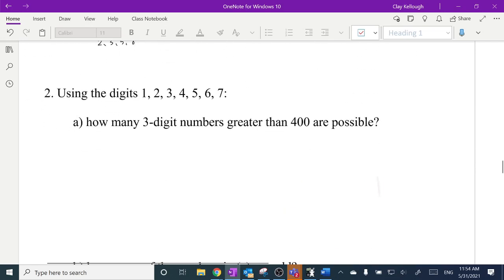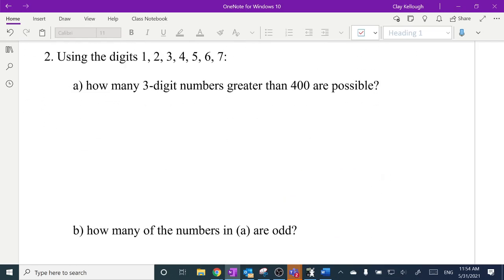Number 2, using the digits 1, 2, 3, 4, 5, 6, 7, how many 3-digit numbers greater than 400 are possible? Okay, well, let's see. This one's straightforward. I think you can do this in one case. You have to be greater than 400. Anything that starts with 4 or higher will be bigger than 400. So you could start this with a 4, 5, 6, or a 7, meaning there's 4 choices there, and then there's still 6 more choices to go, and then there's still 5 more choices to go. 4 times 6 times 5 is 120. Straightforward.